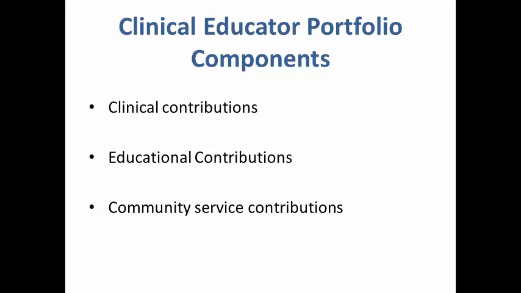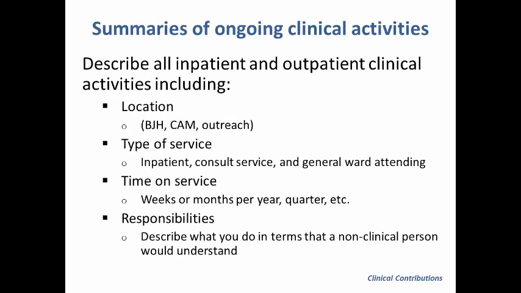So the CEP really has 3 major parts: clinical contributions, educational contributions, and community service. And if there's some other domain that you think is really important, like administrative, you can certainly structure that in there. What we're looking for is really a brief. This is not paragraphs and paragraphs. These can be bullets and phrases of your inpatient and outpatient clinical activities: where you see patients, what kinds of patients, how many weeks on service, and what you do.